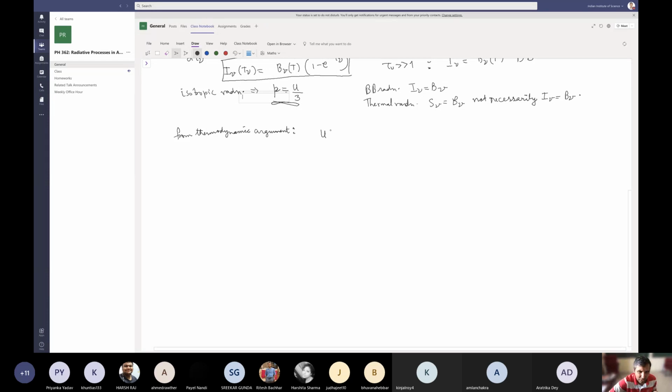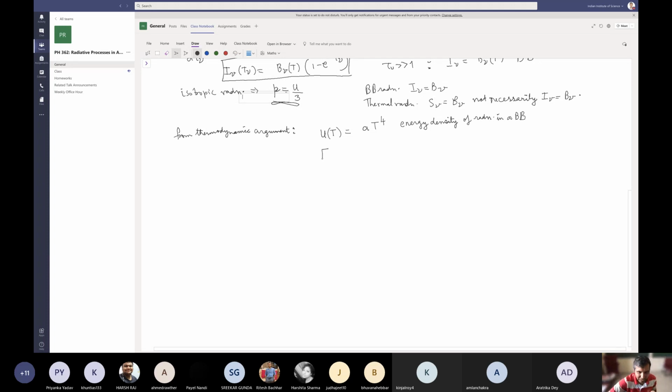So U(T) is equal to a T to the 4, right? So this is the energy density of radiation in a black body, right? This you all know. In fact, not this one. We actually know the other guy more, which is the Stefan Boltzmann law.